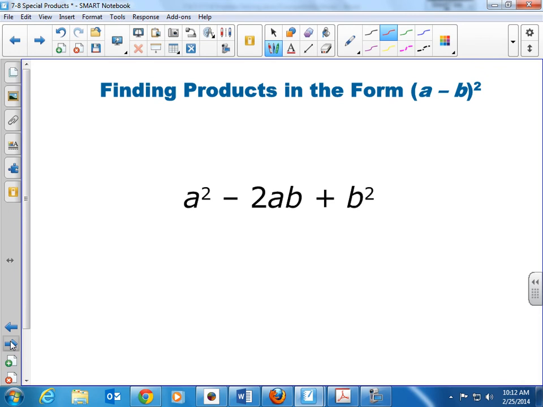This is when our problem is a minus b squared. So we still have the squared on the outside. We still have a binomial, but this time instead of addition being in the middle, it's now subtraction. So you should notice from this slide to the last one, the only difference in the formula is this middle term right here. Instead of doing plus 2ab, you're going to do minus 2ab.